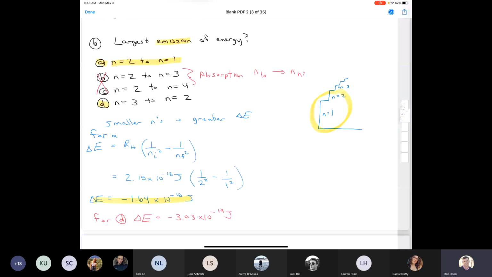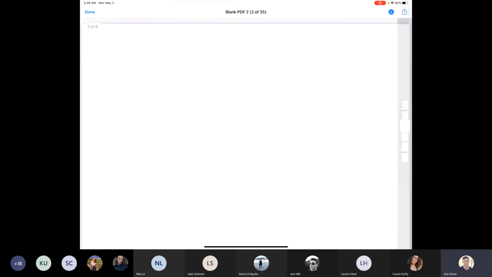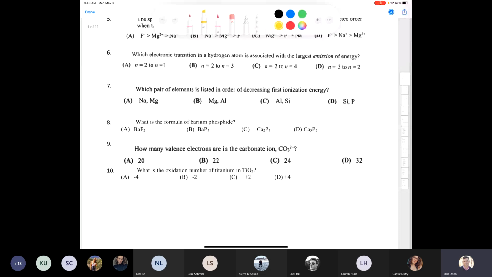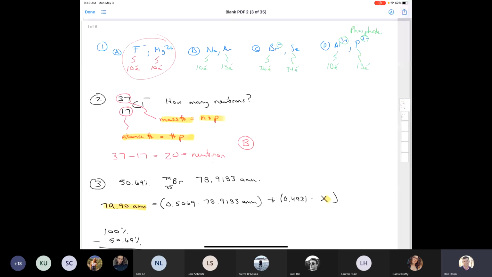All right, let's move on from there. Let's take a look at question number 7. Where I am right now is we finished 1, 2, 3, 4, 5, 6. Now we're on to question 7, which deals with ionization energies. So what's an ionization energy? It's the amount of energy required to remove one electron from an element in the gaseous phase. Which pair of elements is listed in order of decreasing first ionization energy? Let's go back to our blank document and see if we can solve this one.